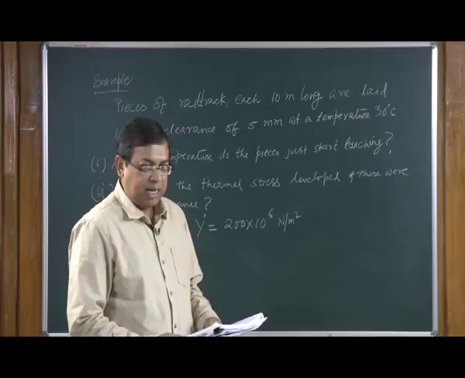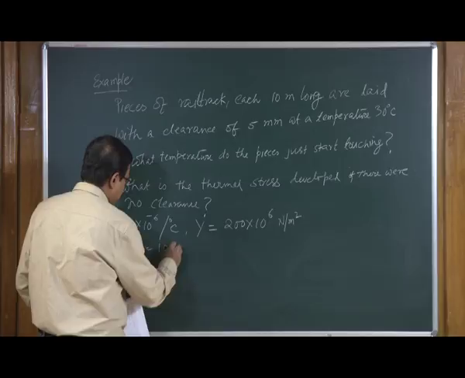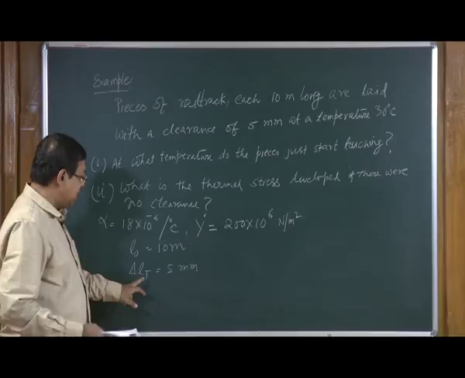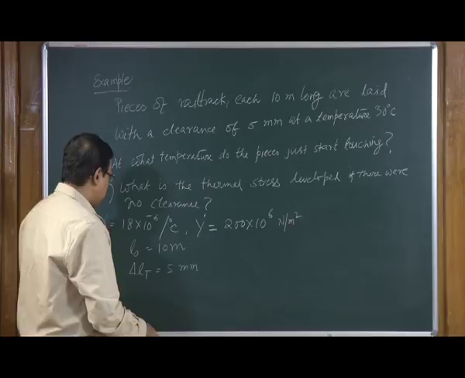So, let's write down all these quantities that we have. We have L 0 equal to 10 m. We have delta L T, which is 5 mm. Once again, I remind you that this T stands for temperature. Delta L is of course the elongation or the compression, in this case the elongation, and the T I that is given is equal to -30 degrees centigrade.